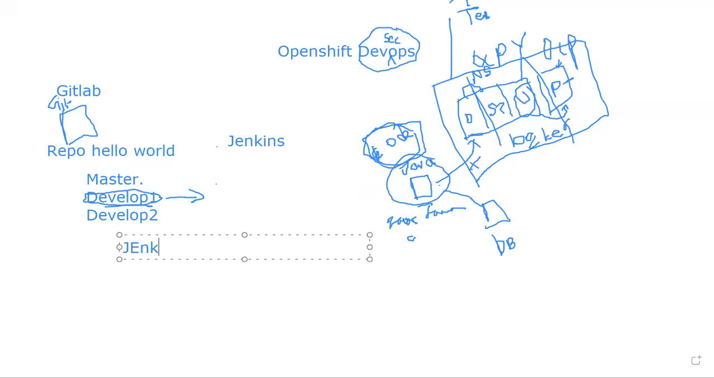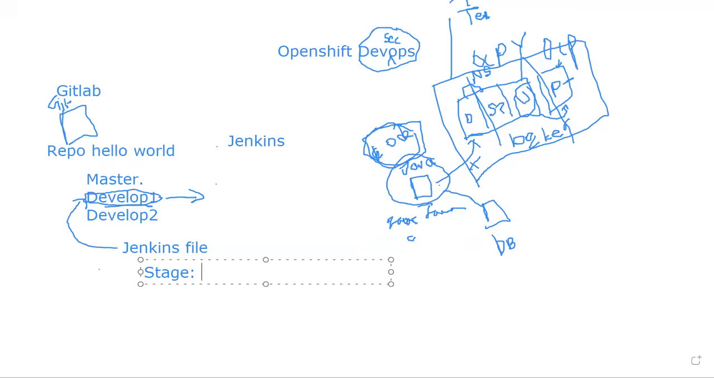a Jenkins file. In some environments they have it centralized, but there should be a Jenkins file. We will add a Jenkins file to this develop branch. The Jenkins file will have the stages. Stage 1, build. Stage 2, scan, maybe SAST, static code.